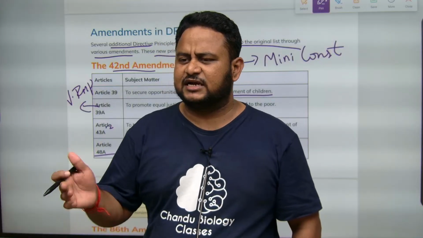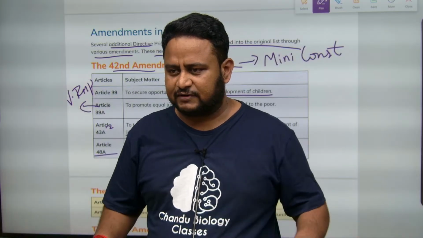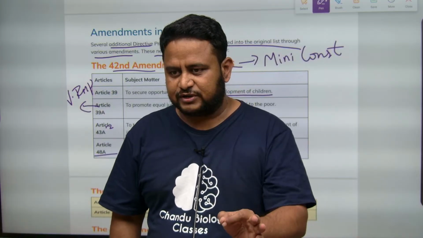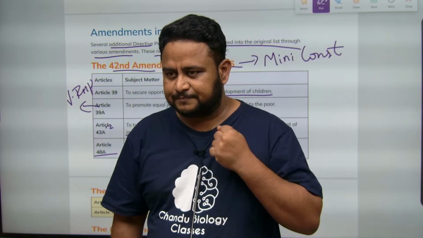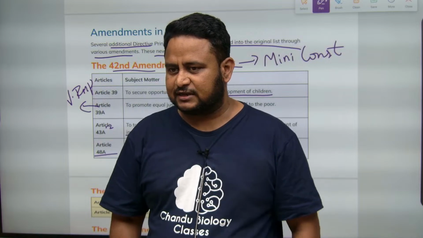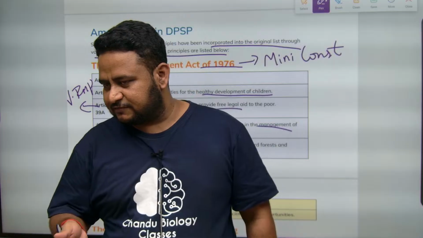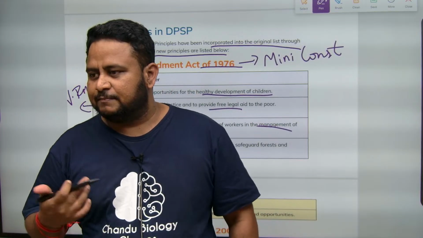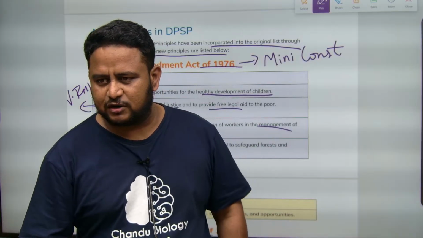There are actually 395 to 400 articles as of now. You don't have to remember everything, that is not required. But I suggest you remember Article 12 to 51. Already I have given the trick for 12 to 35, and for 36 to 51 also I have given the trick. So you have to remember. Now 39A is free legal aid. 43A is participation of workers in management of industries. 48A is talking about environment. That's it. So this is all about the 42nd Amendment.